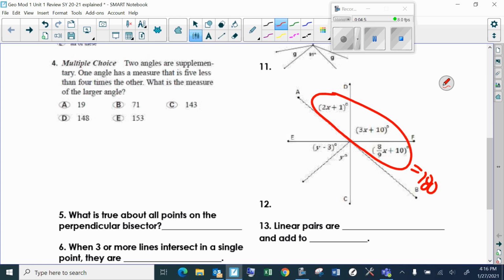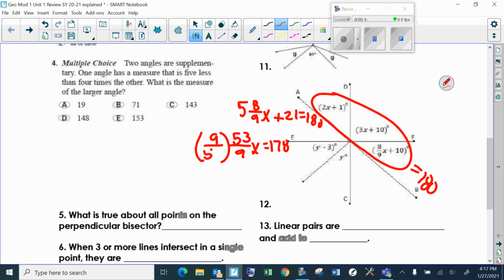7th, 8th grade math. 5x, 5 and 8/9 x, and I have plus 21 equals 180. So 5 and 8 ninths becomes 53 ninths. x equals 178. I multiply by the reciprocal, 9 over 53.